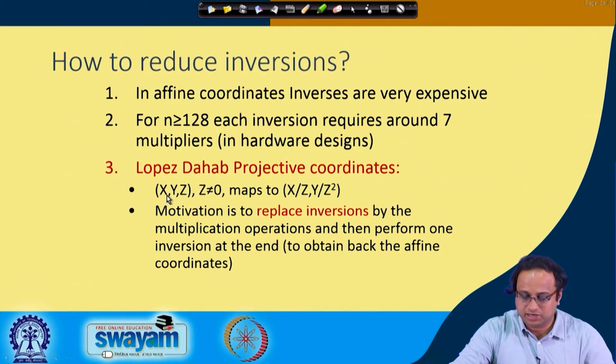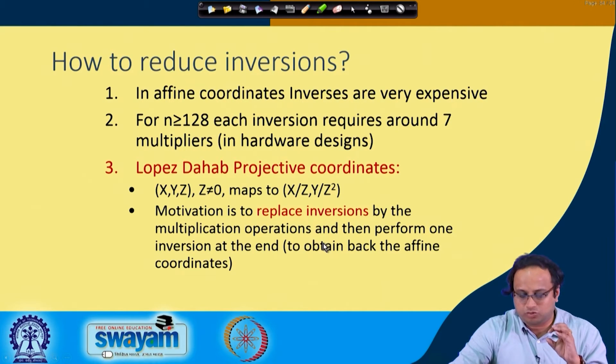So what is done in these coordinate systems is that if I have a projective coordinate like x, y and z, okay, and z is not equal to 0, which means this is a finite point. If z equal to 0, then it is a point at infinity. Then this maps to x by z and y by z square. Okay. So now this is my relationship: if I have a projective coordinate x, y, comma, z, and I want to transform it into the affine coordinates, then I just calculate x by z and y by z square.